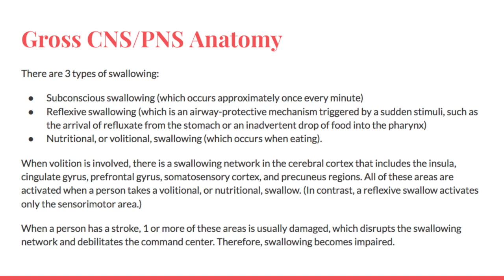There are three types of swallowing. There is the subconscious, there is the reflexive, and there is the nutritional or volitional swallowing. When volition is involved, there is a swallowing network in the cerebral cortex that includes the insula, cingulate gyrus, prefrontal gyrus, somatosensory cortex, the precuneus regions, and all of these areas are activated when a person takes a volitional or nutritional swallow. When a person has a stroke, one or more of these areas is usually damaged, which disrupts the swallowing network and debilitates the command center. Therefore, swallowing becomes impaired.